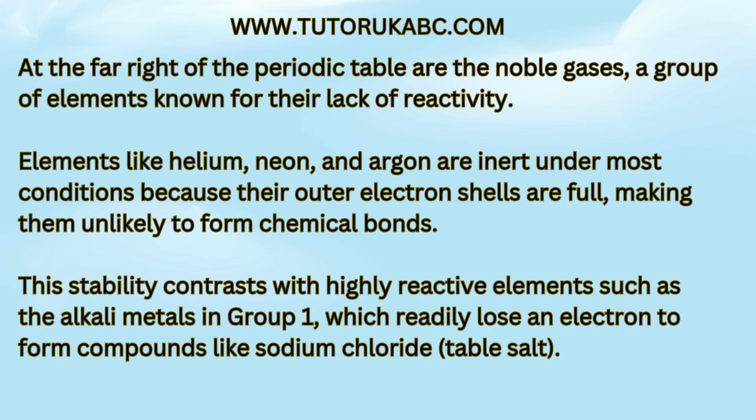At the far right of the periodic table are the noble gases, a group of elements known for their lack of reactivity. Elements like helium, neon, and argon are inert under most conditions because their outer electron shells are full, making them unlikely to form chemical bonds. This stability contrasts with highly reactive elements such as the alkali metals in group 1, which readily lose an electron to form compounds like sodium chloride, table salt.